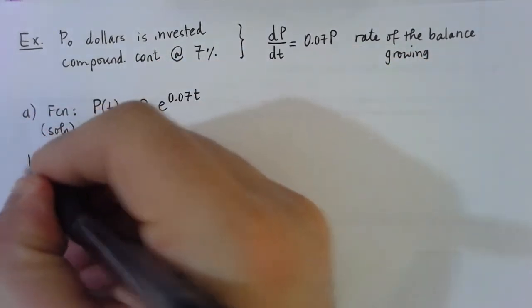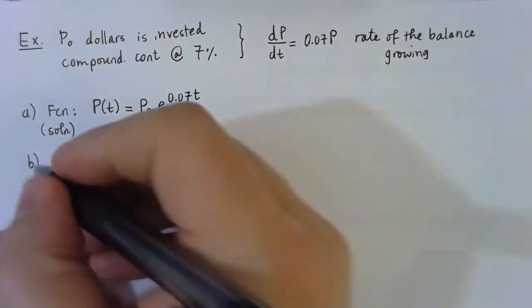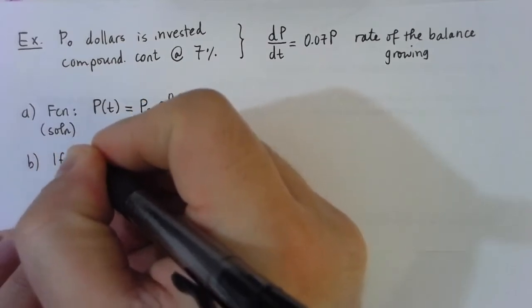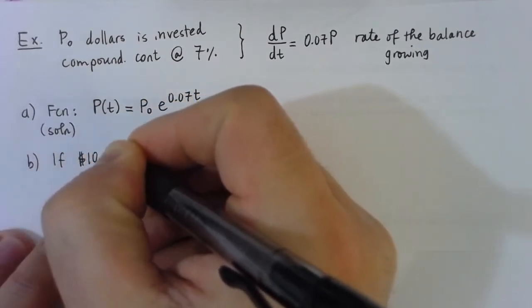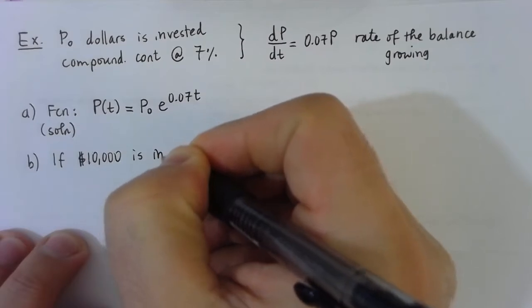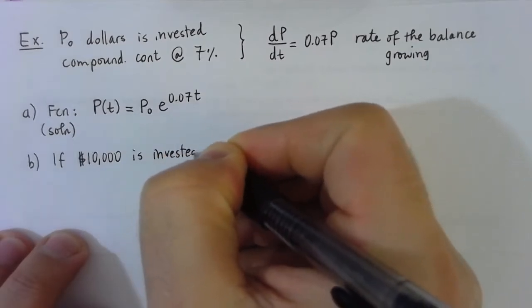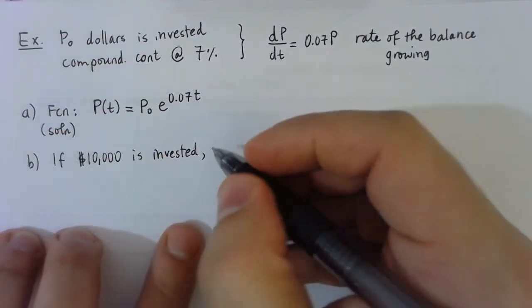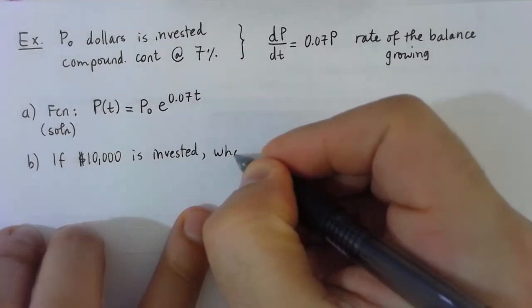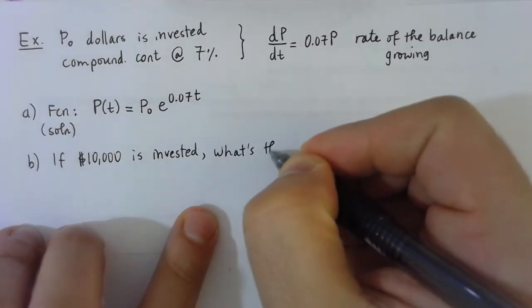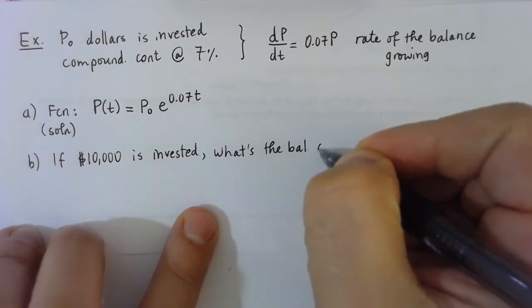In part B, it says if $10,000 is invested, what's the balance after a year?